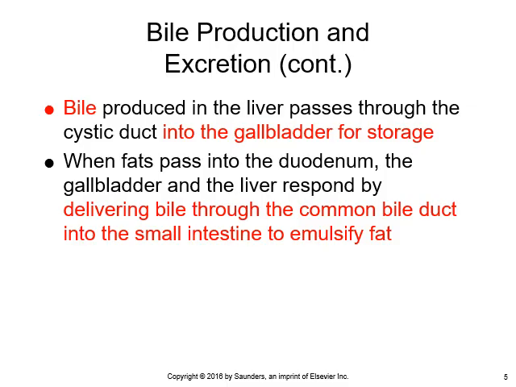and bile is produced in the liver, passes through the cystic duct, and stays in the gallbladder for storage. Then when fats pass into the duodenum, the gallbladder and the liver respond by delivering that bile through the common bile duct into the small intestine to emulsify the fat.